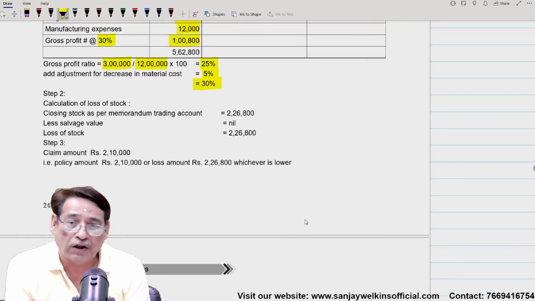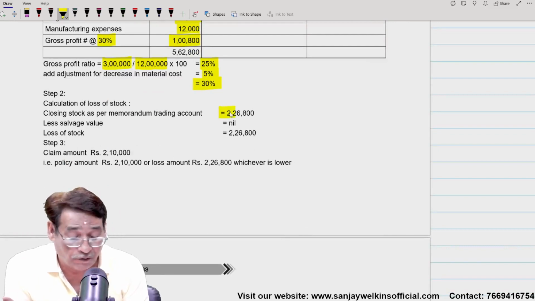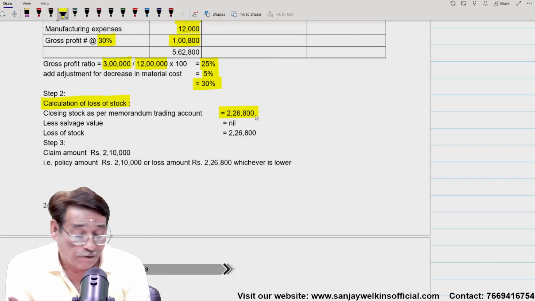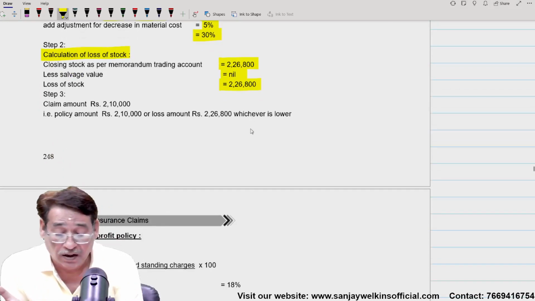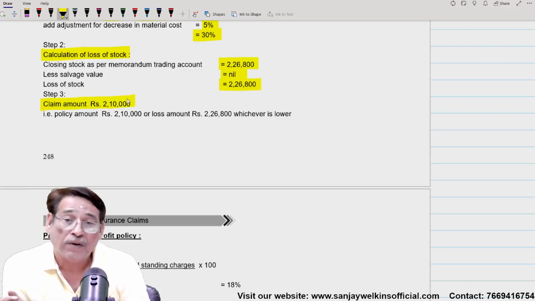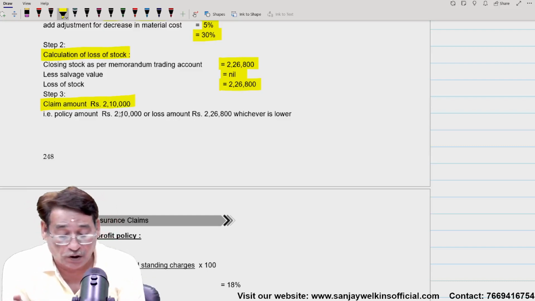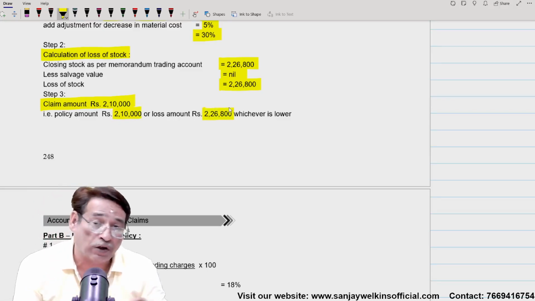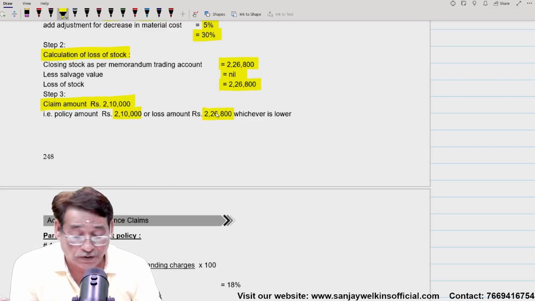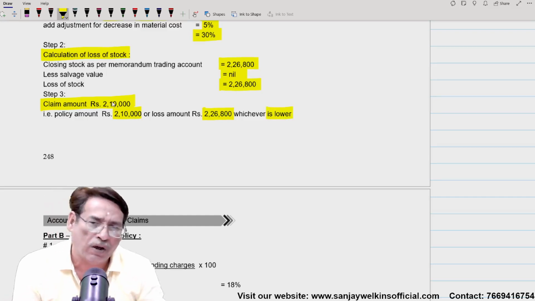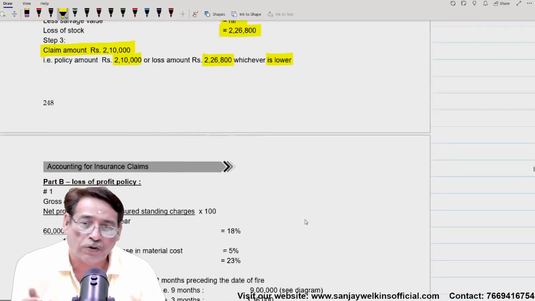After having found out the closing stock, now we will compute the loss of stock. From this we are going to subtract the salvage value. Salvage value is not given, so your loss of stock will be 2,26,800. Now we will compute the amount of claim. In order to compute the amount of claim, policy amount is 2,10,000 and loss of stock is 2,26,800. This time average clause is not applicable. So we will simply compare the loss of stock and policy amount, and whichever is lower will be considered as amount of claim. So your amount of claim in respect of loss of stock will be 2,10,000.